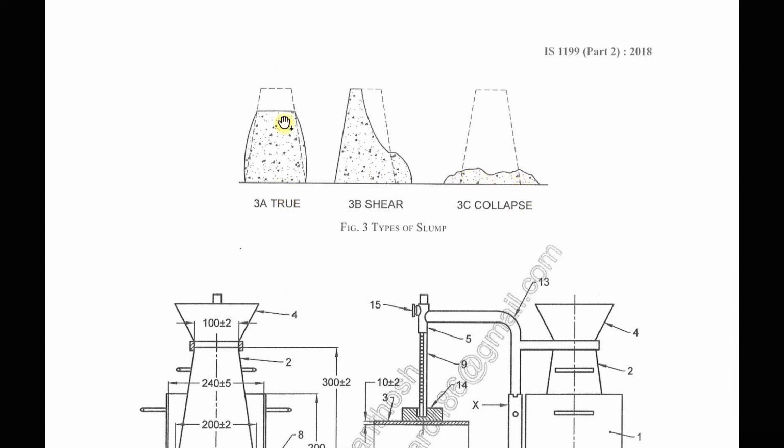True slump is something where the workability of the concrete is between 50 to 75 mm. Shear slump means this is not a proper way of testing this concrete sample. We need to conduct the test again in case the shear slump is obtained. In case of collapsible slump, if the workability of the concrete is high, then we generally observe a collapsible slump, where the slump value ranges from 150 to 200 mm, greater than 180 mm.